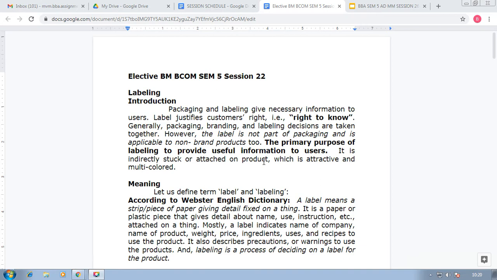So the label is not a part of packing, actually it is a part of packaging, but the labeling is not applied to non-branded products.